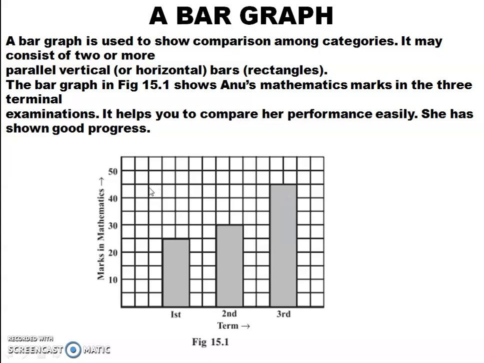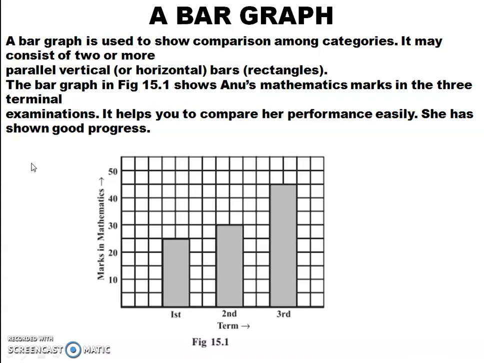Isn't it? Let's see. This is the y-axis and this is the x-axis. On the x-axis you have the terms, first term, second term and third term, and along the y-axis marks in mathematics is shown. Let us read it. In the first term she got 25, isn't it? In the second term she got 30. What about third term? Third term she scored 45. So you should be able to represent the data in a bar graph and also interpret it. Interpret means you should be able to read it.